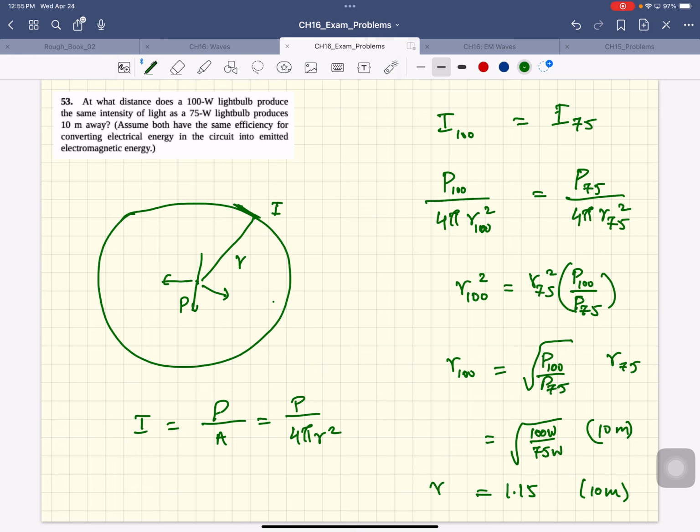Okay, so the 100-watt bulb will produce the same brightness as a 75-watt bulb 15% further. Okay.